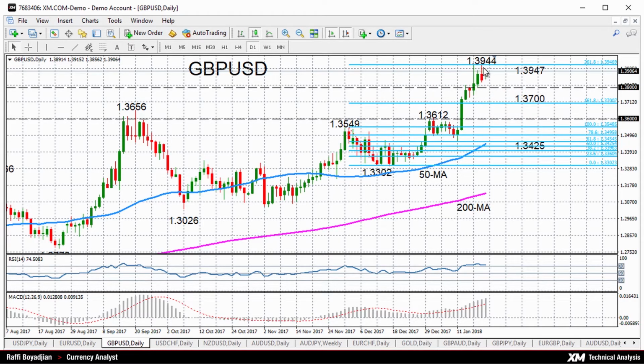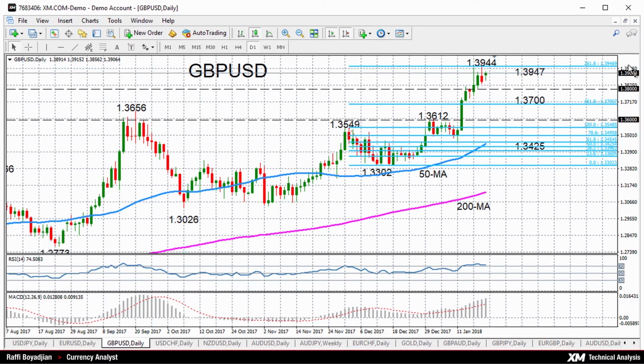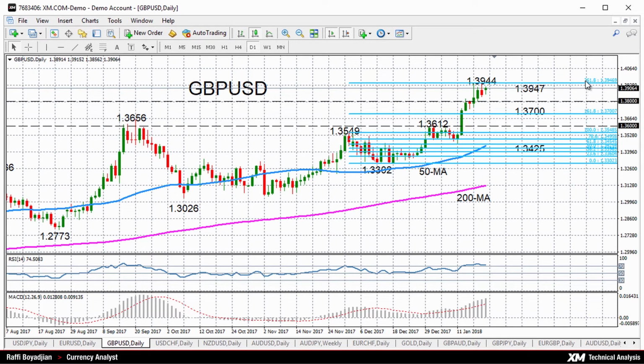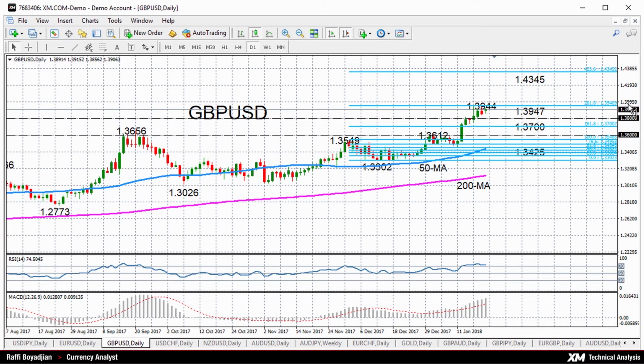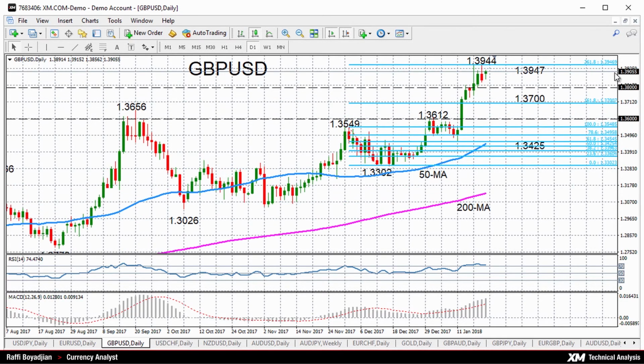And the reason why the rally stalled there is because, of course, that is a key resistance area. That is the 261.8% Fibonacci extension of the downleg from 1.3549 to 1.3302, coming in at 1.3947. A successful breach of that resistance level could then take prices towards 1.4345 as the next target, which is the 423.6% Fibonacci extension.